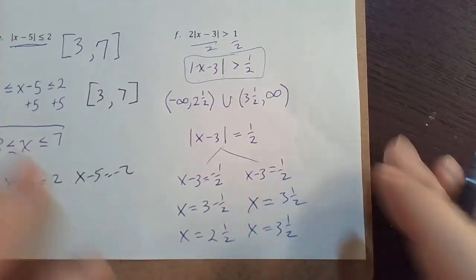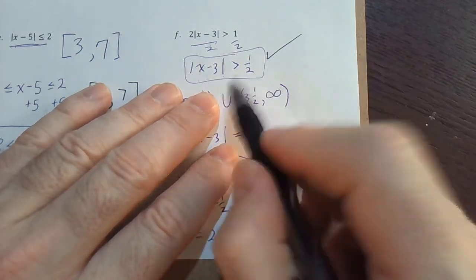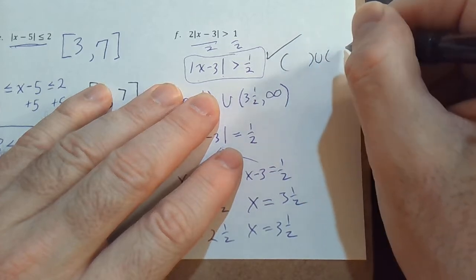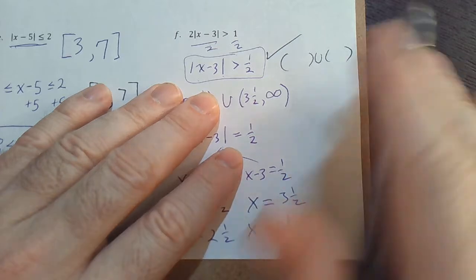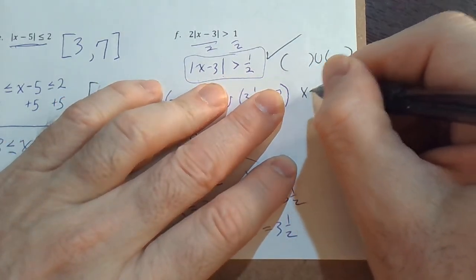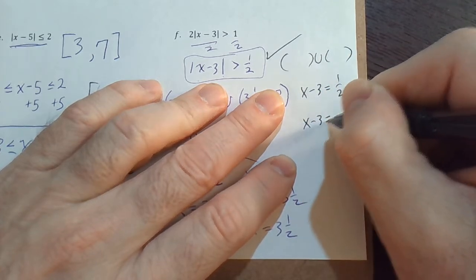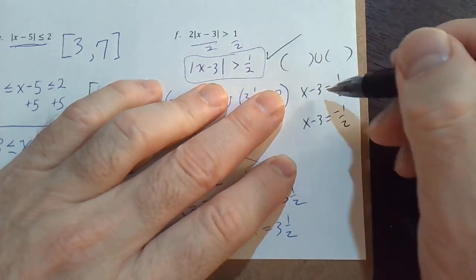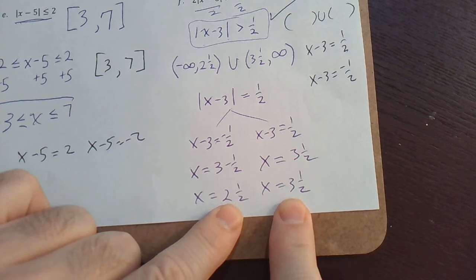Here, after we got to this point where we have absolute value all by itself on the left-hand side, it's a greater than, so I know it's going to look like this. It's going to be two intervals. So all I needed to do at that point is say x minus 3 equals 1/2, x minus 3 equals negative 1/2. Make it equals, and these two numbers gave me these two results.